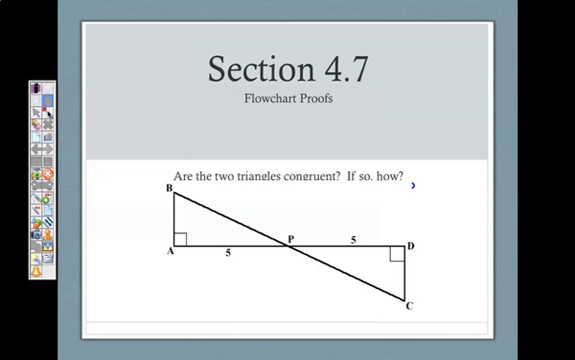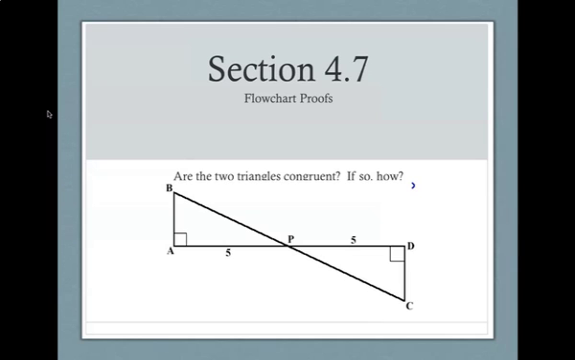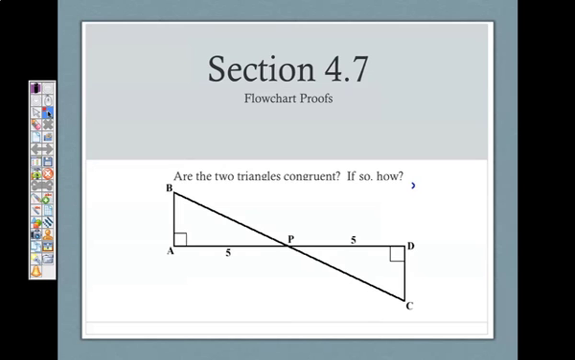Section 4.7, we're going to start taking a look at proofs, and more specifically in this section, we're going to look at something called flowchart proofs, which is just a way to organize your thinking. We're going to start with the following warm-up. Are the two triangles congruent?